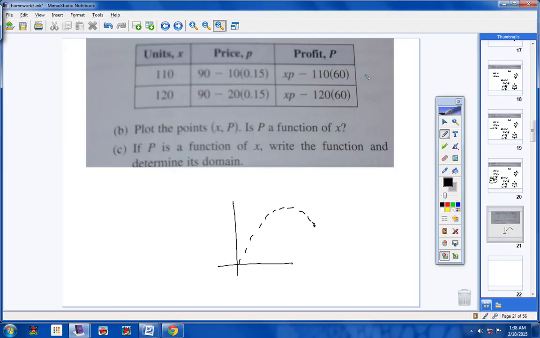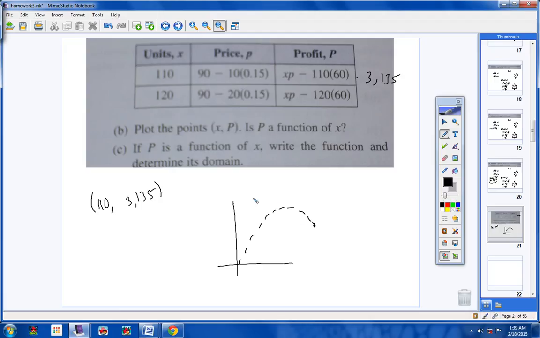Remember I told you, when you simplified this whole thing right here, you got 3,135. So what that means is when you have 110 units, X, you'll get this much profit right here, $3,135. So that's what this is saying. So if you plot these points, go over 110, up 3,135, etc., you'll get this graph right here.